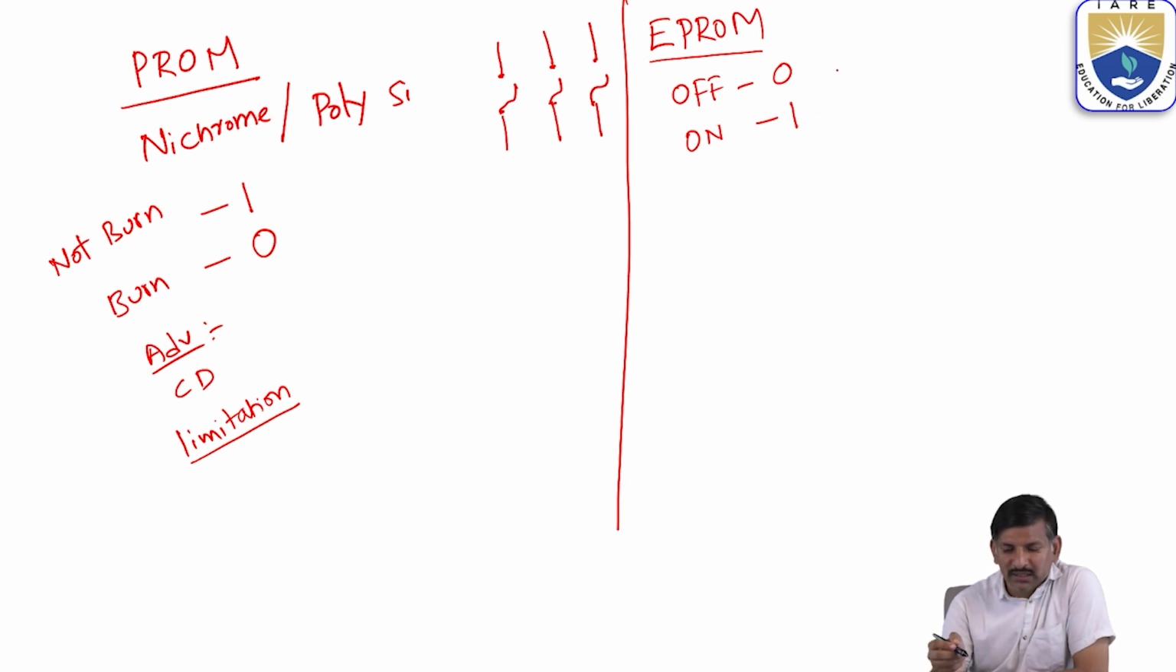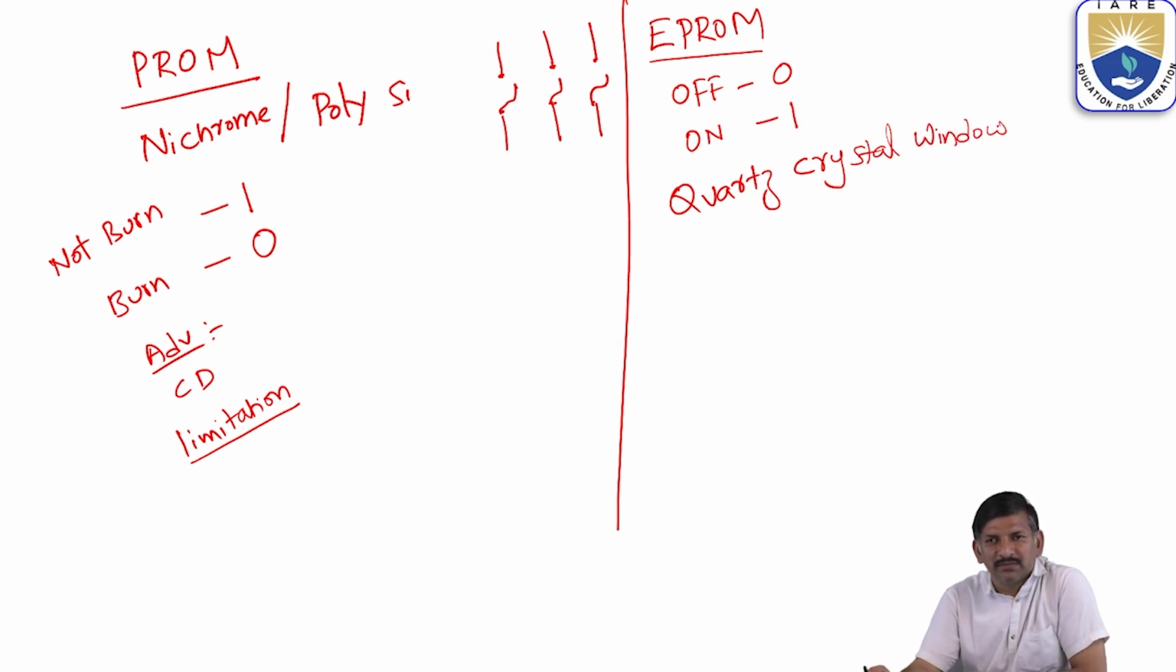Okay. It contains a quartz crystal window for erasing the data. So the quartz crystal window is removed from the circuit board and exposed to ultraviolet rays for 20 to 30 minutes for erasing the data.